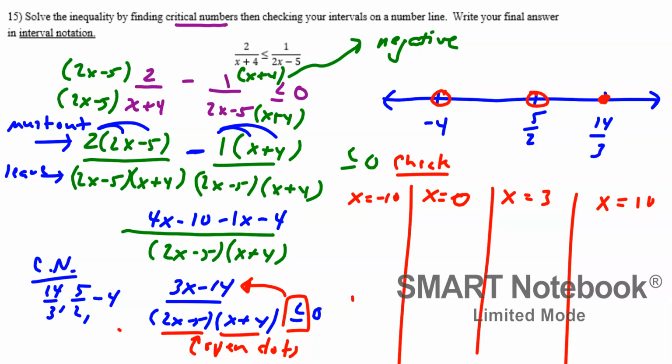And what we're going to do is plug these values into our most reduced version, which was right here. We want to plug it into 3x minus 14, 2x minus 5, and x plus 4. We want values that are less than 0.